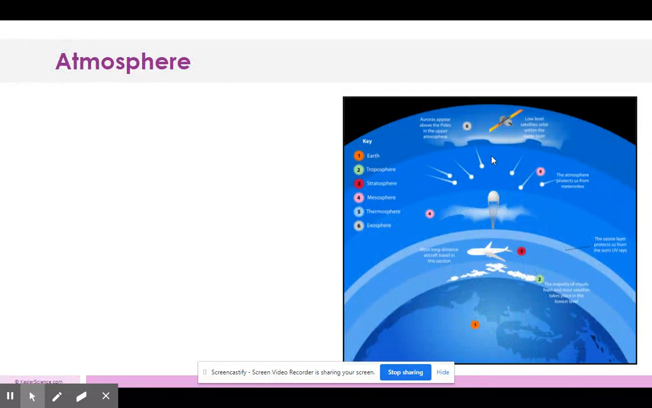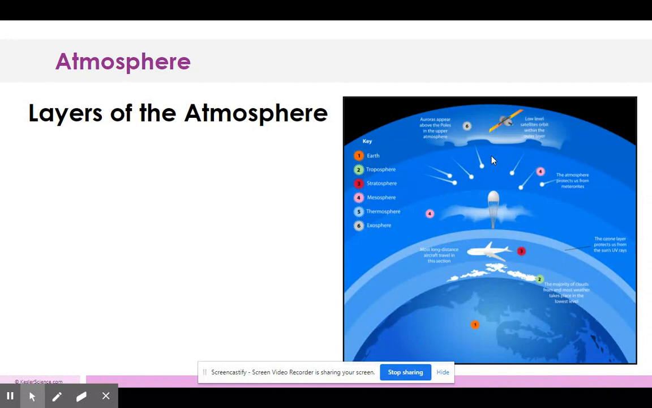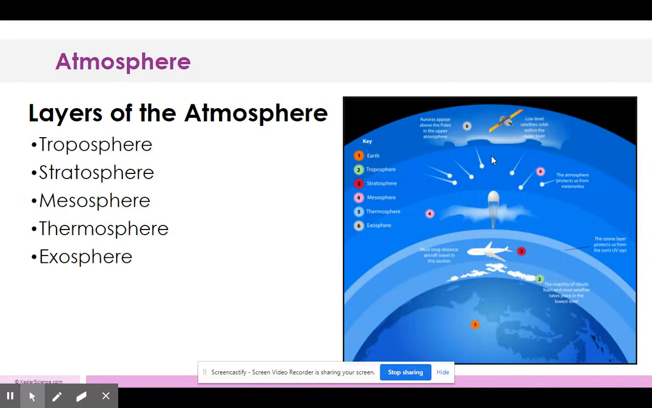So we're going to go to layers of the atmosphere. So you're going to have a test next week, and you are going to have to know the layers of the atmosphere. You'll need to know them in order. I may or may not give you a picture, and you have to label each of the layers. But you will need to know the layers. You will need to know what's in the layers, and you'll need to talk about the temperature of the layers, and we'll get there. So you need to know the troposphere, stratosphere, mesosphere, thermosphere, exosphere.